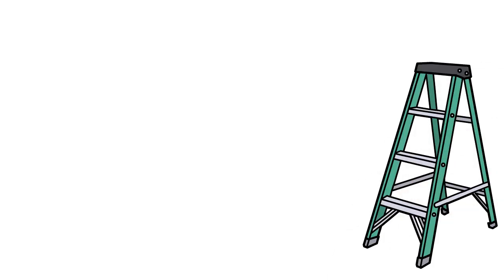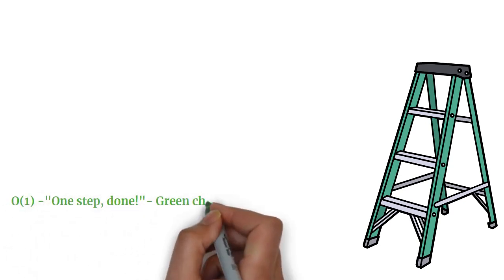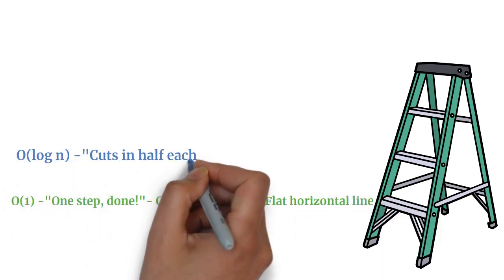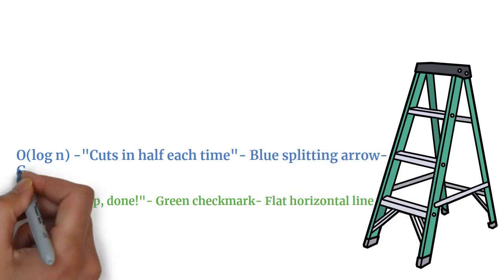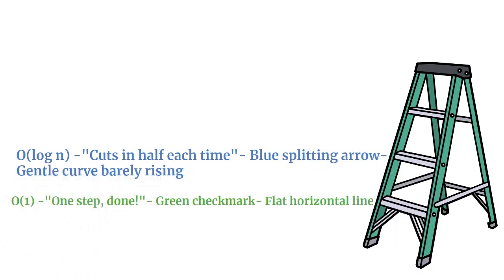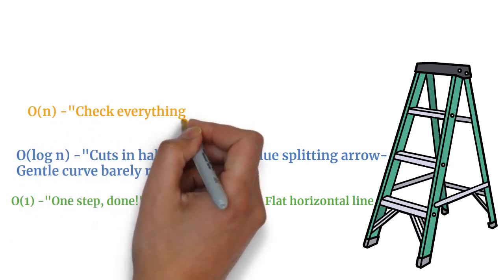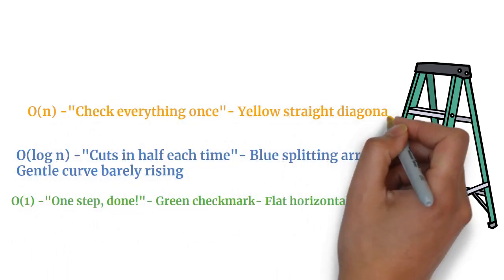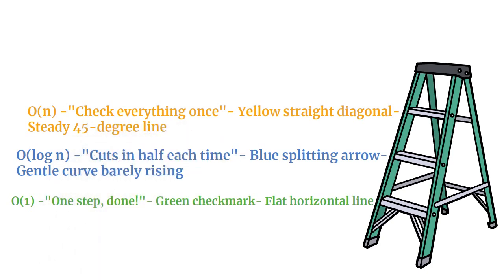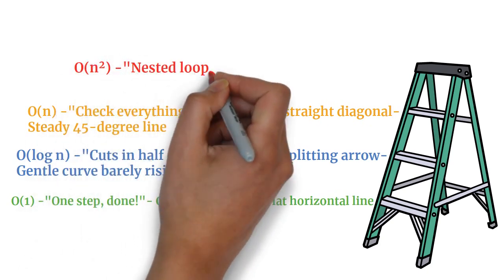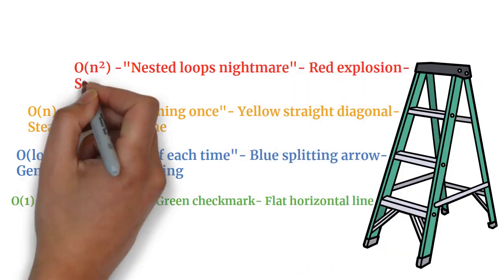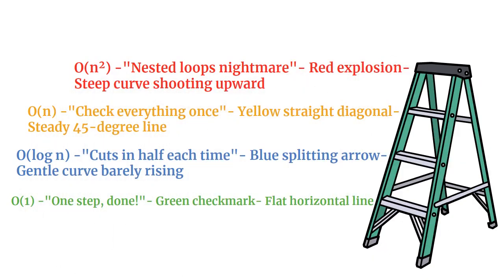Let's lock this in with a visual pattern so you never forget in the future. The speed ladder. Visualize climbing in complexity. Draw a ladder with rungs labeled bottom to top. O(1), 1 step, done. Green checkmark, flat horizontal line. O(log n). Cuts in half each time. Blue, splitting arrow. Gentle curve, barely rising. O(n). Checks everything once. Yellow straight diagonal. Steady 45-degree line. O(n squared). Nested loops nightmare. Red explosion. It's a steep curve shooting upward.